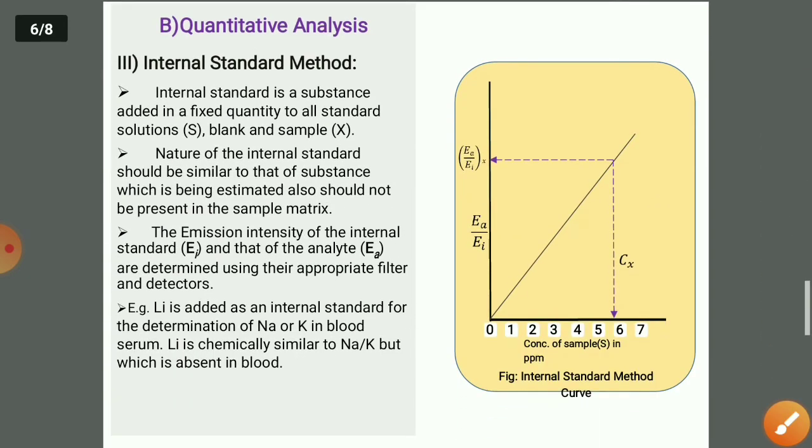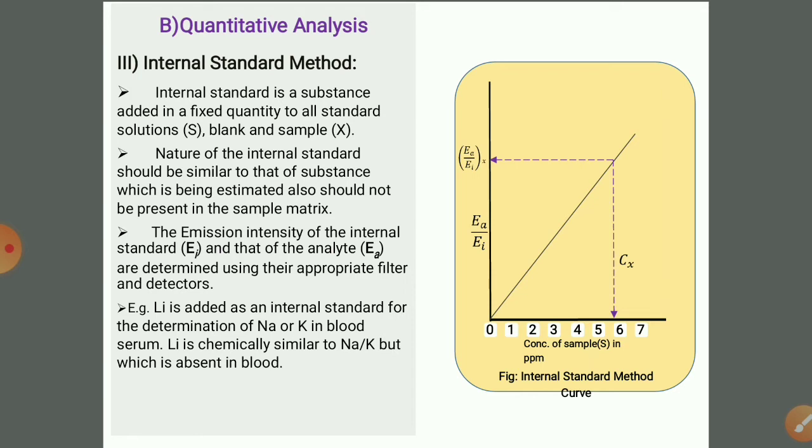The next method in quantitative analysis is the internal standard method. This is very simple, in which the internal standard is a substance which is added in a fixed quantity to all standard solutions. For example, the standard solutions, then the blank, then the sample X. Here the nature of the internal standard should be similar to that of the substance which is being estimated, and it should not be present in the sample.